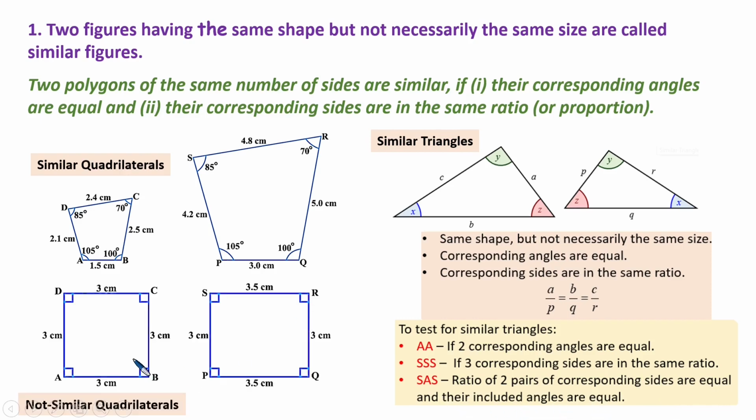And of course this is not a similar quadrilateral. You can see here this is 3 centimeter, this is 3.5. So 3 centimeter divided by 3 is 1, but 3 divided by 3.5 is not 1. It is different from 1. Okay, this is a stretched one, but it is not a similar triangle.